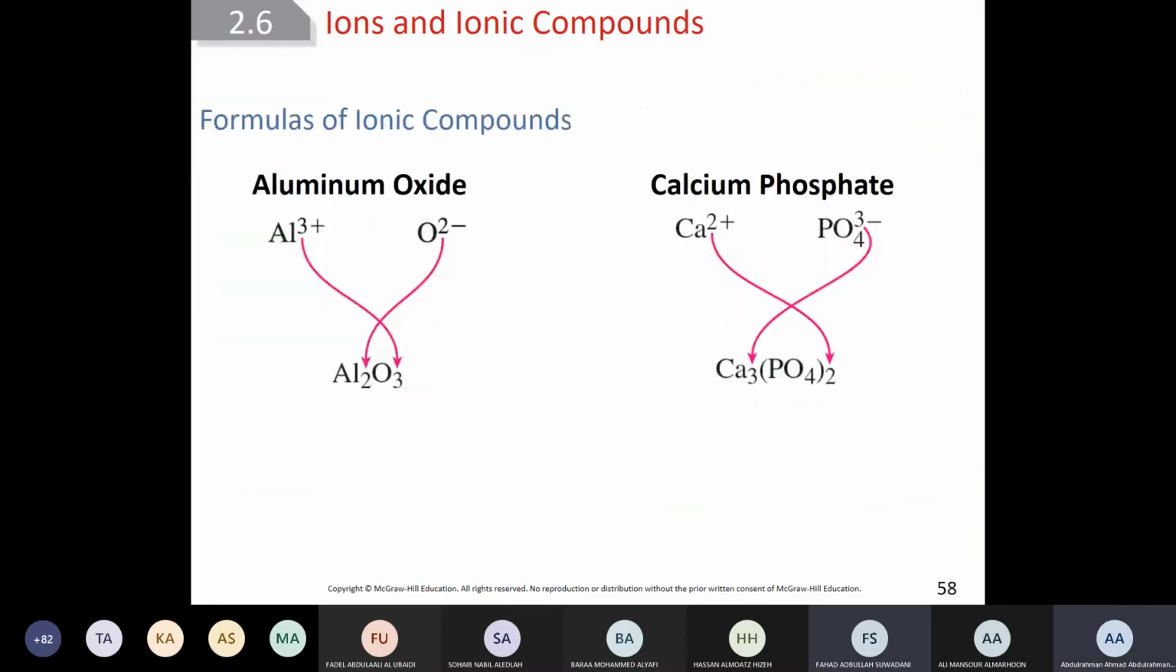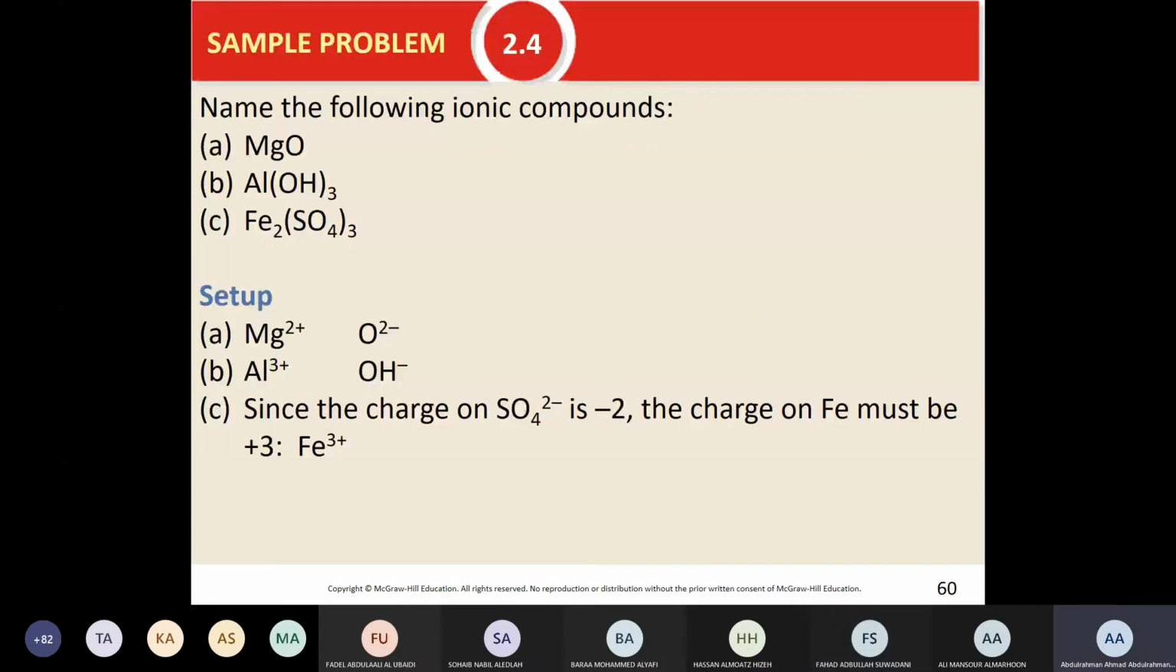Good. Let's name these compounds very quickly. What's the name of the first compound? Magnesium oxide. Should I say magnesium 2? No. Very good. What's the name of the second compound? Aluminum hydroxide. Should I say aluminum 3? No. Okay, how about the last one?